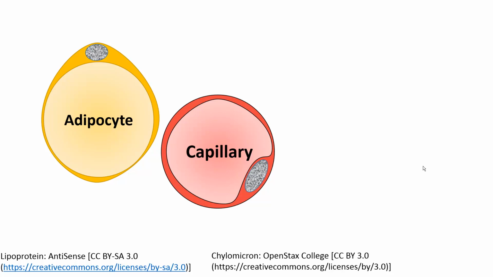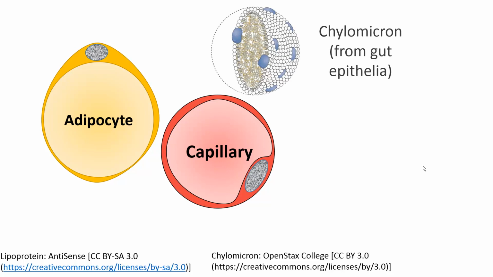Fats are going to come to the adipose tissue in two main forms, either as a chylomicron, and these are going to be coming from the gut epithelia, so these are dietary fats that were absorbed primarily in the small intestine, and they're going to be packed up in these little carrier chylomicrons. So the inside is full of triglyceride, that's the fat that we're actually going to use, and it's being surrounded by a phospholipid monolayer that's then studded with lipoproteins.